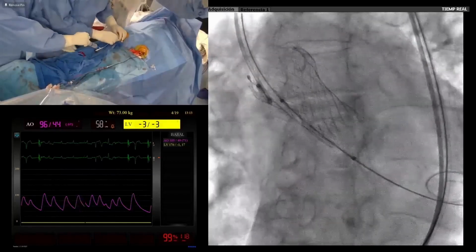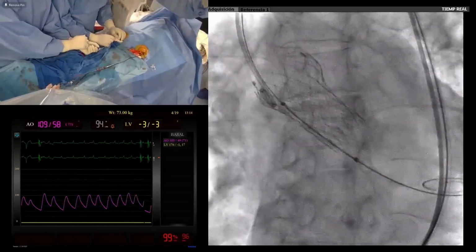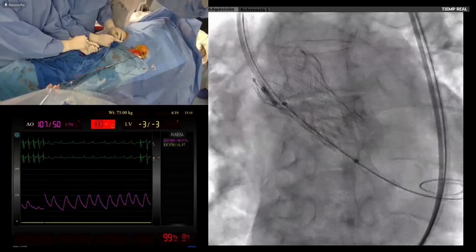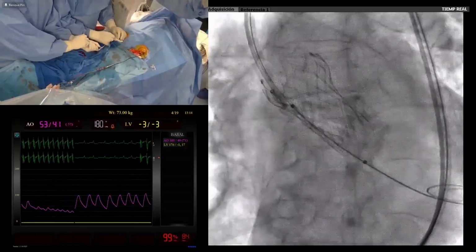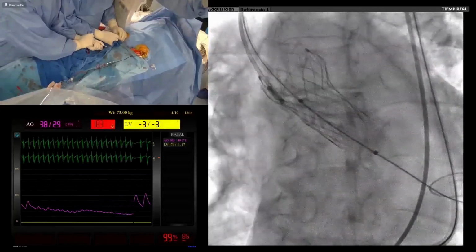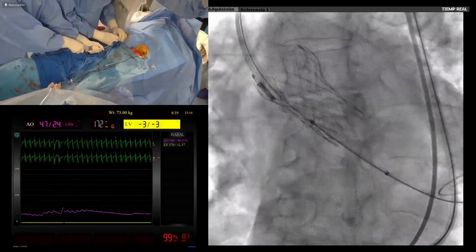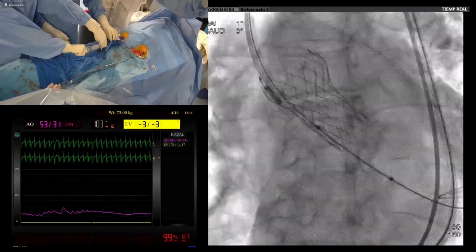Okay, vamos a 180. Espera que caiga. Sí. Vamos, rápido. I will push. Dale, dale, más. Okay, desinflar. I will push the balloon to prevent any movement of the valve.